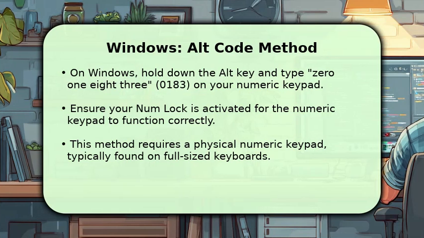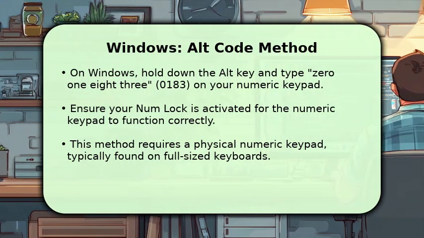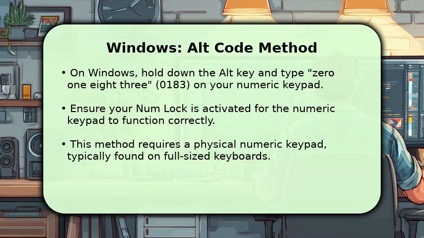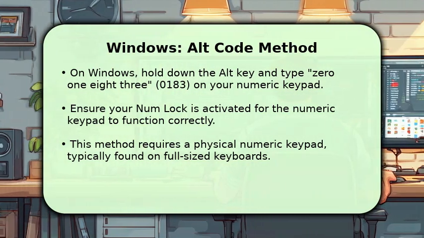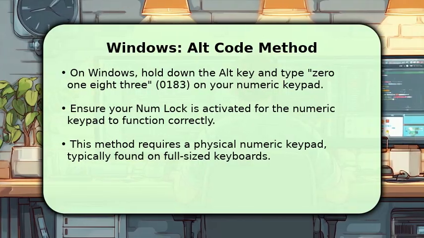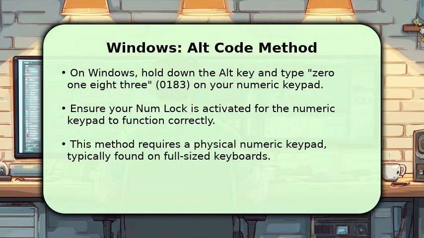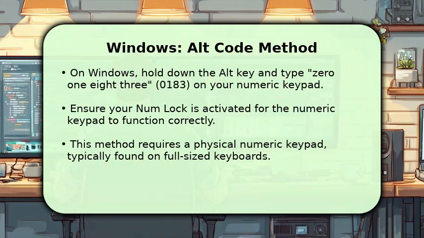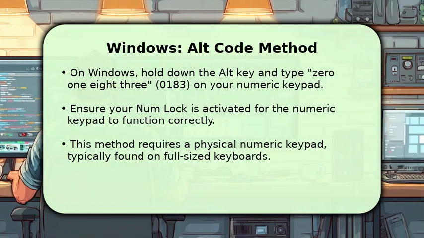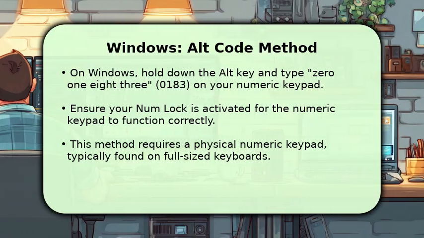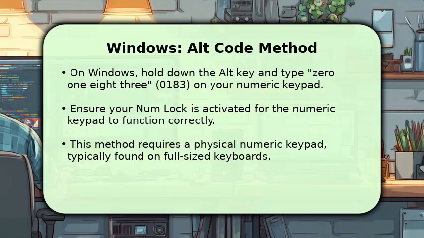For Windows users, the Alt code method is incredibly straightforward. Simply hold down the Alt key on your keyboard, then type the numbers 0, 1, 8, 3 using your numeric keypad. Remember to ensure your num lock is engaged. This precise sequence will instantly generate the middle dot, making it a quick and efficient way to insert the symbol into any document or text field.